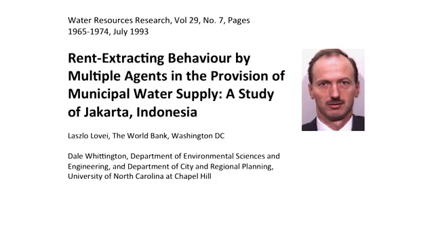In another paper, Laszlo Lovei and I described the water vending system that existed in Jakarta in the early 1990s. In this paper, we showed that a water supply system based on limited numbers of public taps, relatively few house connections, and water vendors can generate substantial monopoly rents. These rents can be appropriated by either public or private stakeholders, or in the case of Jakarta, by both.